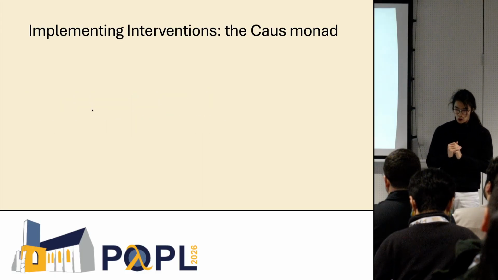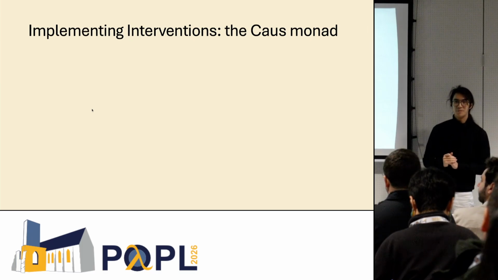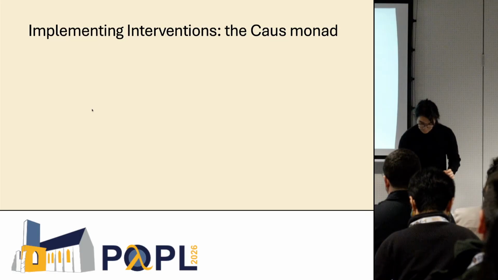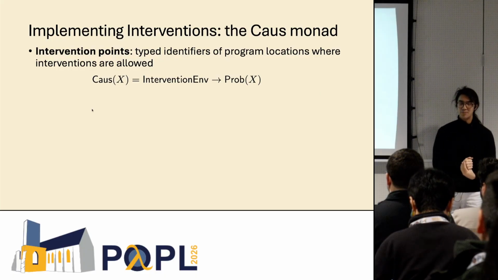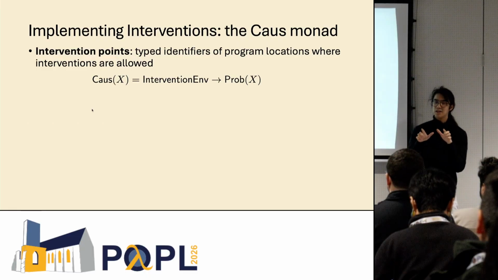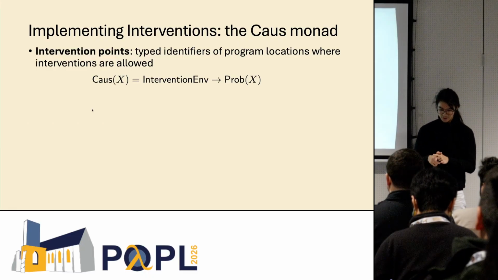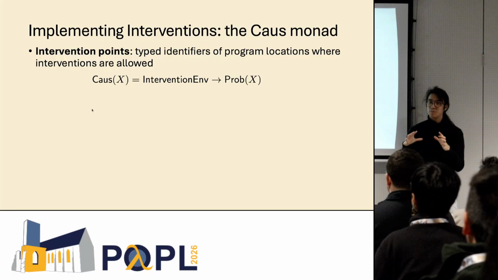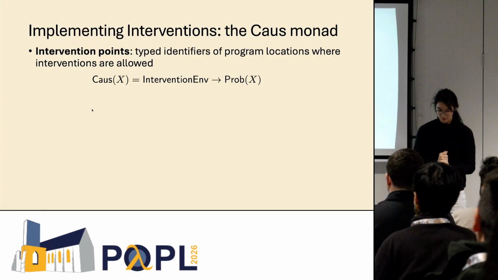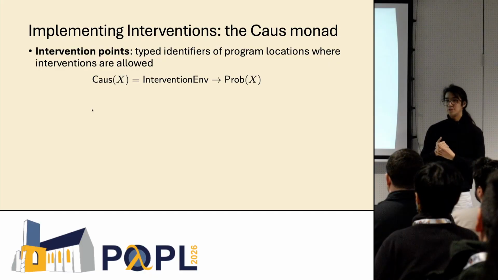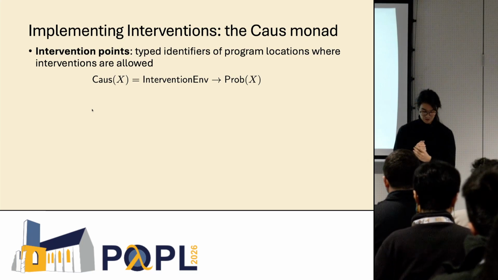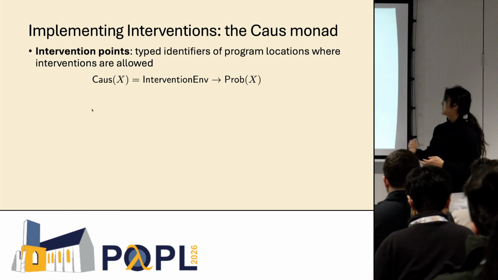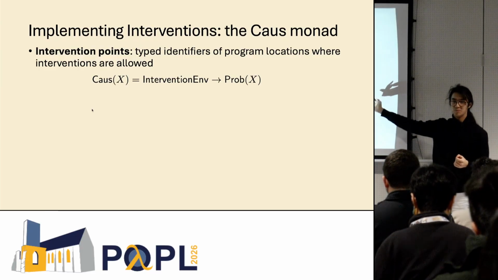Firstly, let's think about how to implement these interventions. The idea is to not allow interventions on arbitrary points of the program, but instead only allow them at specific points we call intervention points. These intervention points are program locations where we allow interventions to happen. And formally, we create a monad called the cause monad, which will represent all of the causal models. This is basically a reader monad transformer on the probability monad.